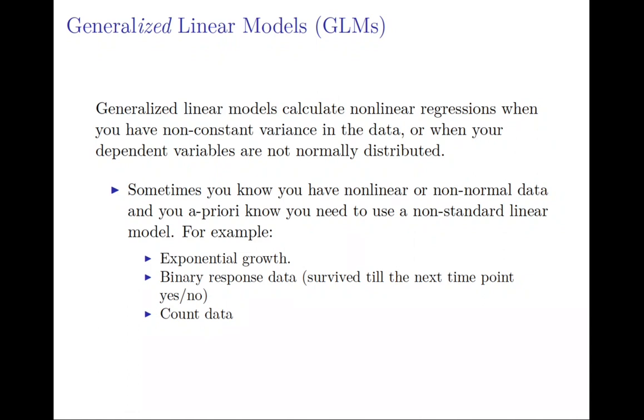Generalized linear models calculate nonlinear regressions when you have non-constant variance in the data or when your dependent variables are not normally distributed. So as we mentioned previously, sometimes you know that you have nonlinear or non-normal data and you have an a priori prediction about the need for using a non-standard linear model. For example, you could have exponential growth, or if you have binary response data, such as 0, 1s, or you have count data.